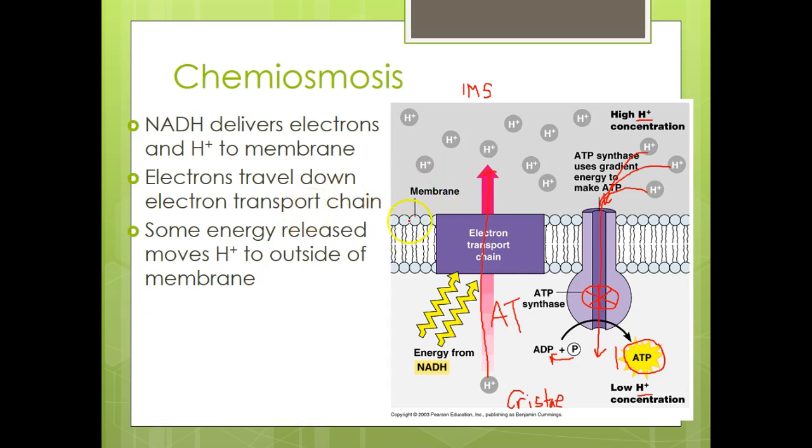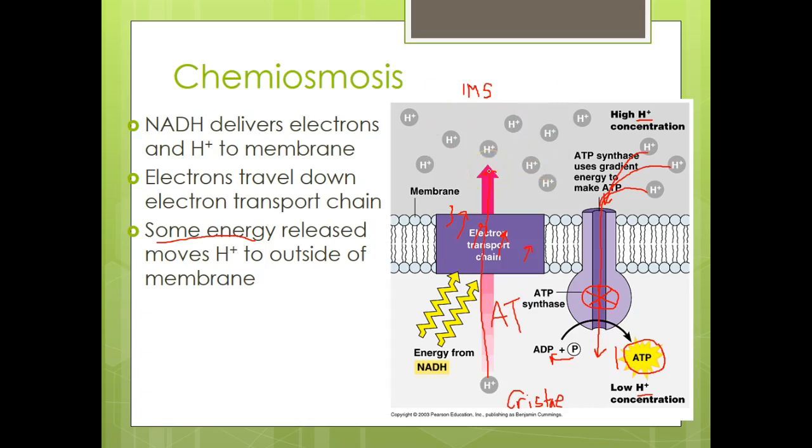The electrons, like I said, are going to travel down the electron transport chain, and they are going to release some energy gradually over time, and all of the energy that is released as those electrons move down the electron transport chain is going to be used to pump these H+ ions back to the high side.